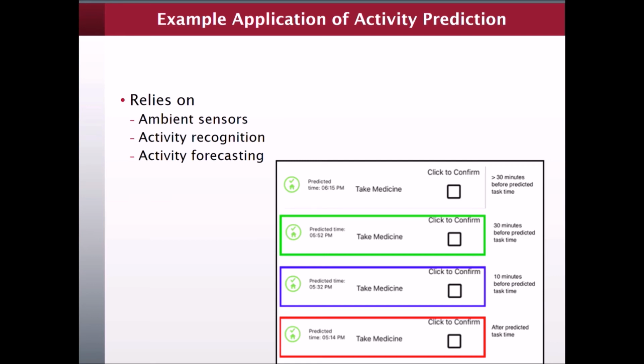In the case of activity forecasting, it can be integrated into this intervention or this digital memory notebook by including information on when important activities should take place. And so this interface will indicate the predicted time when an activity should be performed and can be color coded depending on how close in time we are getting to when the activity should be performed, and even deliver a verbal cue in order to prompt the individual to initiate the activity if it has not already been detected using activity recognition.